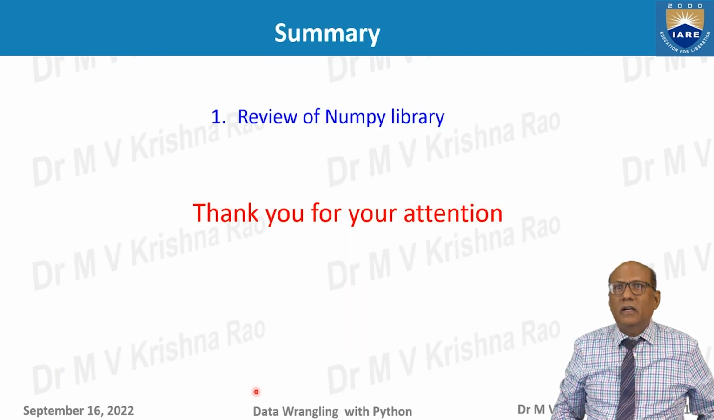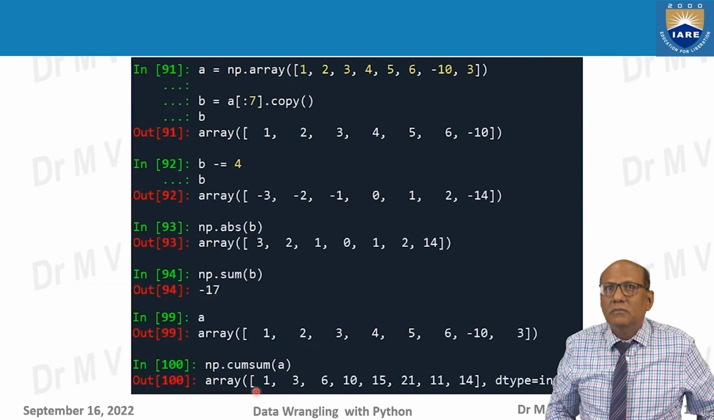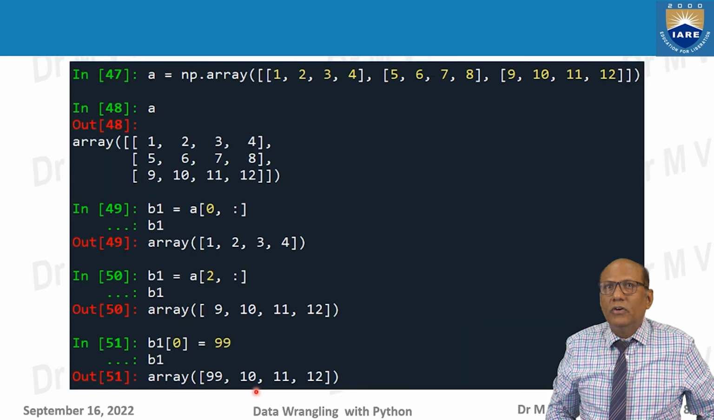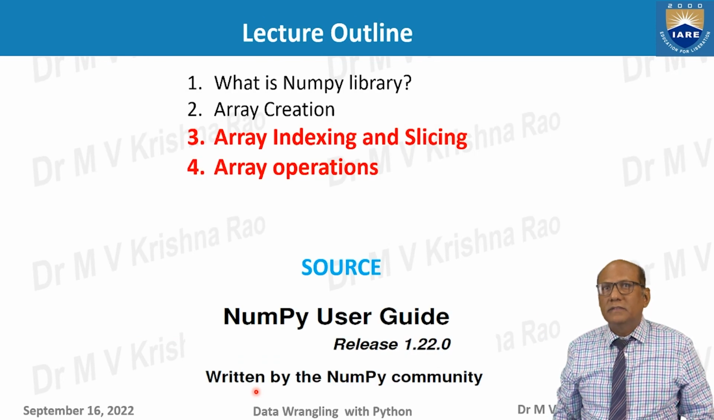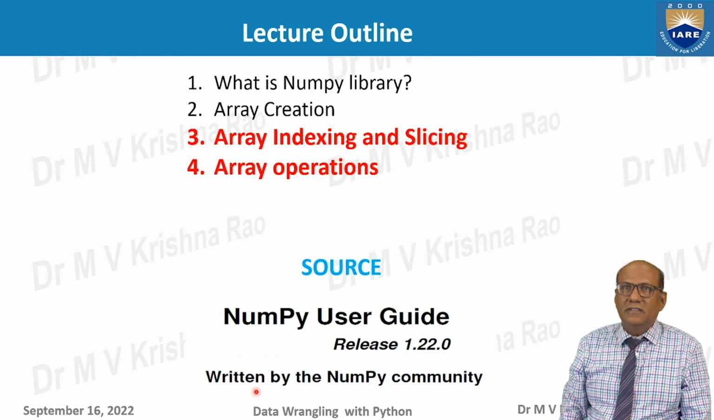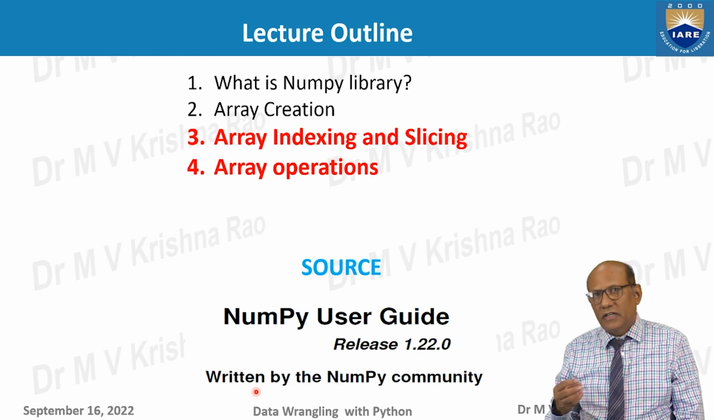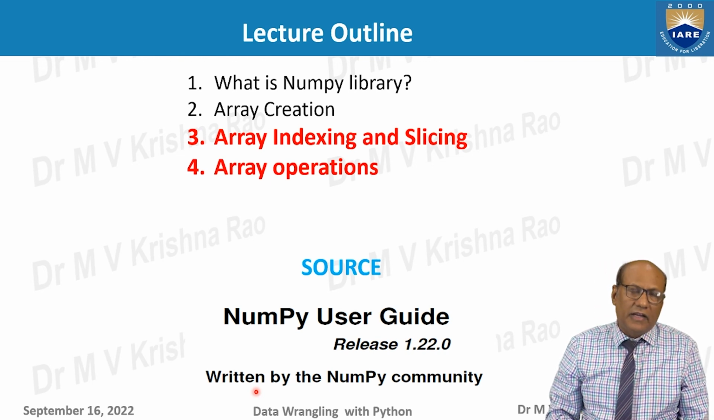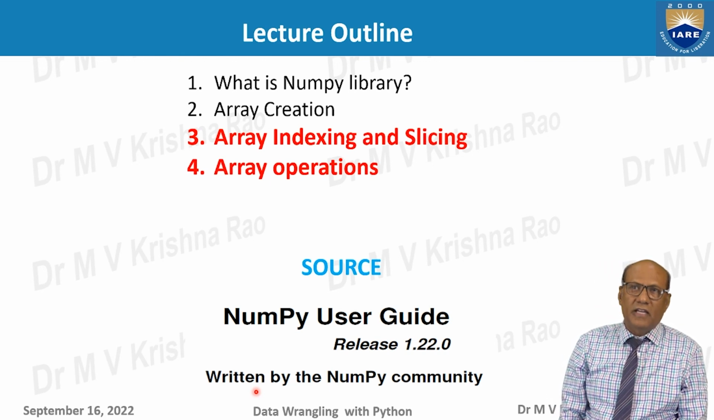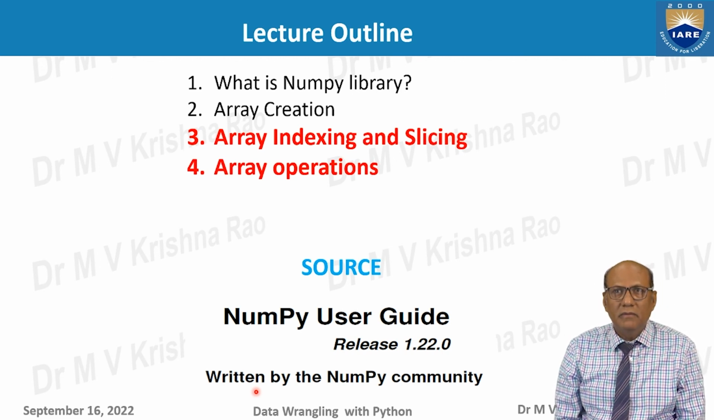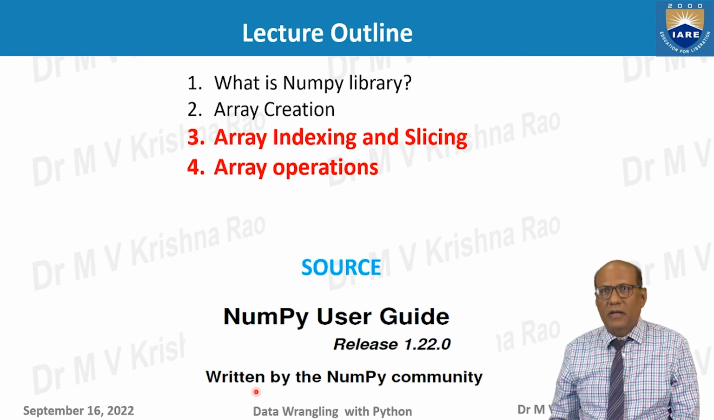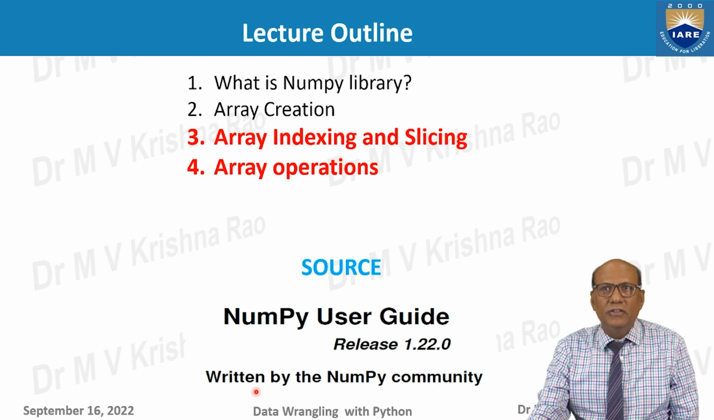So today what I have done is I have reviewed array indexing and slicing and some operations on arrays. Of course, at the end I also derived some statistical parameters like mean, median, and standard deviation. These are the 3 parameters I used. I think I will continue this.